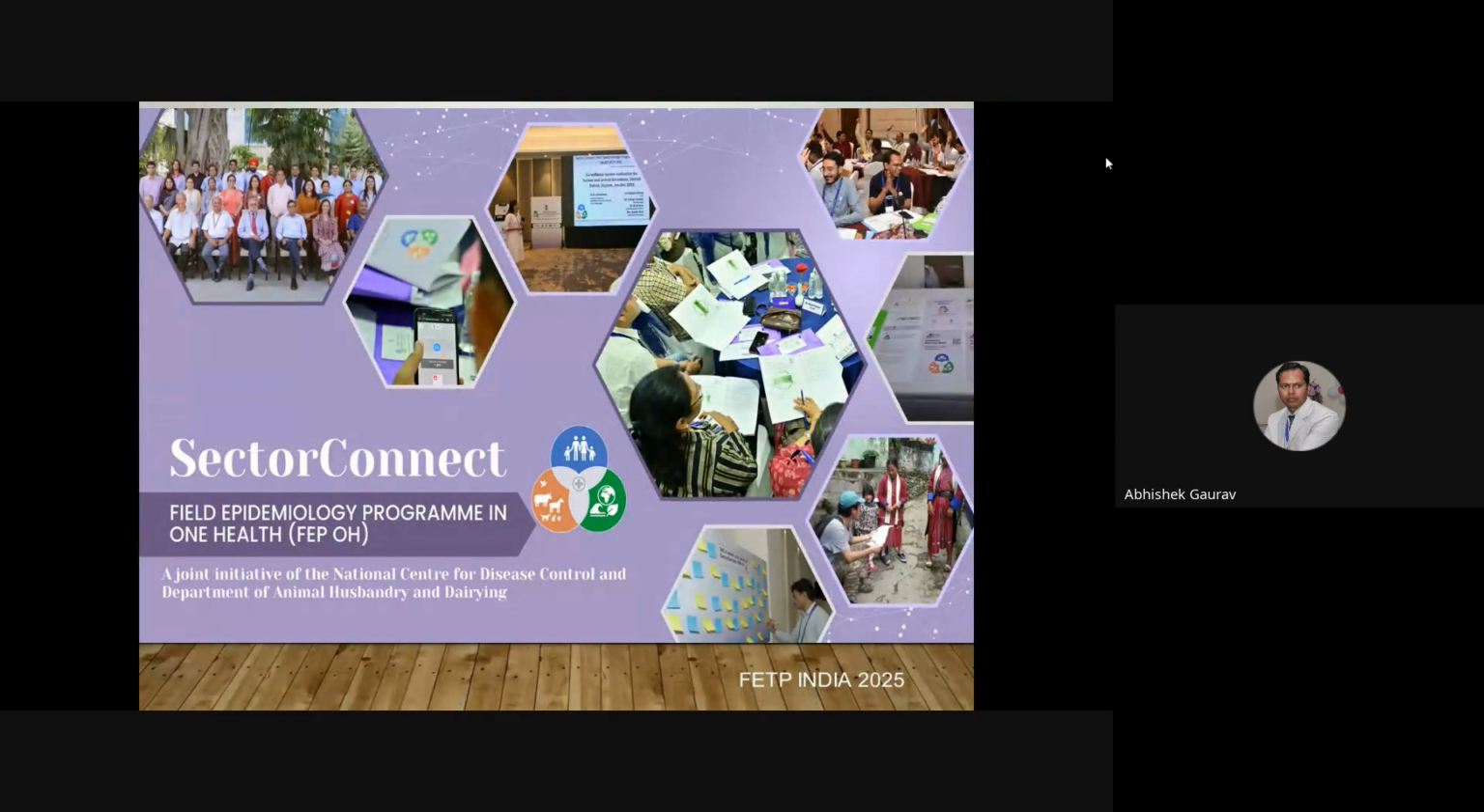Then this is another sector connect from the Field Epidemiology Program in One Health. That is a joint initiative of the National Center for Disease Control and the Department of Animal Husbandry and Dairy. So this is FETP India 2025 sector connect. Last week only, I was attending this sector connect meeting, which was held at Udaipur. Under this program, I was made the mentor of one group. In that group, there was one medical doctor, one food safety officer, one veterinary doctor, one surveillance officer, and one epidemiologist. It was a multidisciplinary team, and I was looking after that team as a mentor.